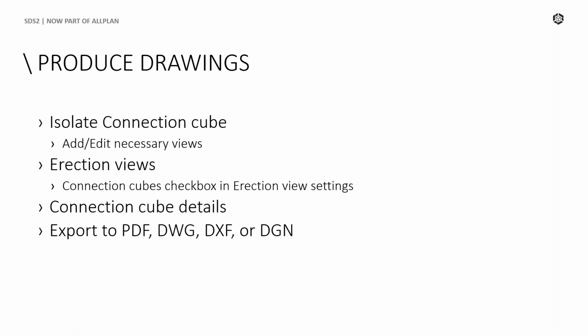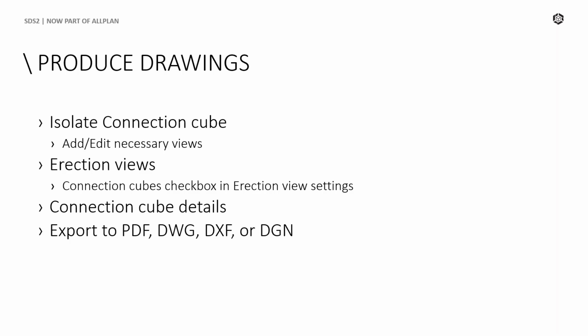And then producing drawings. We can isolate these very similar to the way you would a member or a material in the model to add and edit any necessary views. We can optionally include a call out for the connection cubes on your erection views. There's a simple checkbox in your erection view settings there. There's a new drawing type in the drawing editor called connection cube details, and that's where we're going to find and see the 2D drawings for these connection cubes.